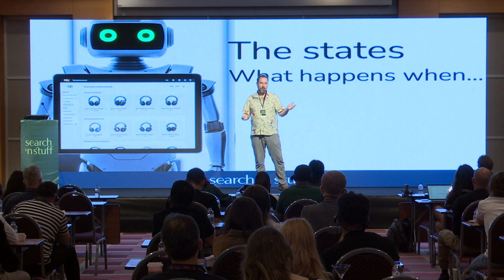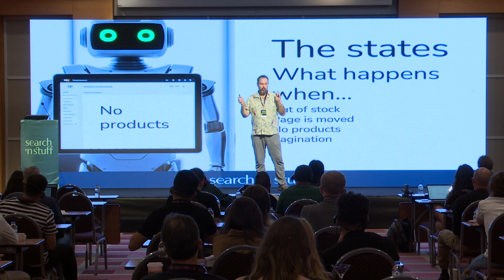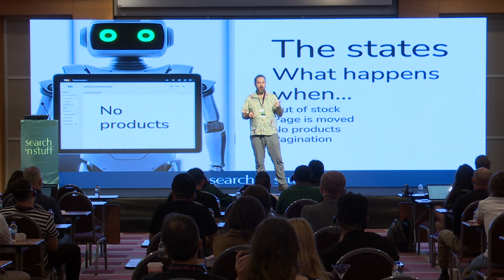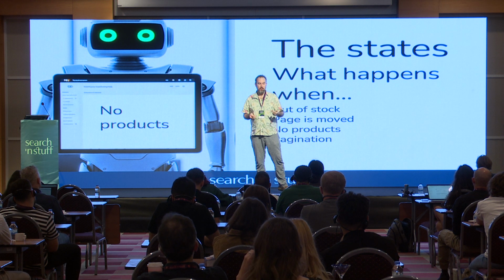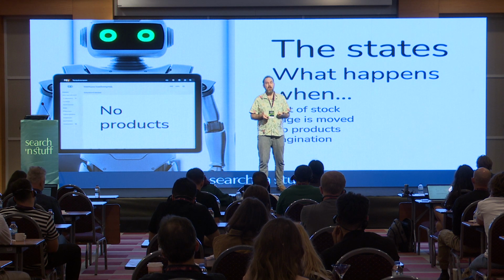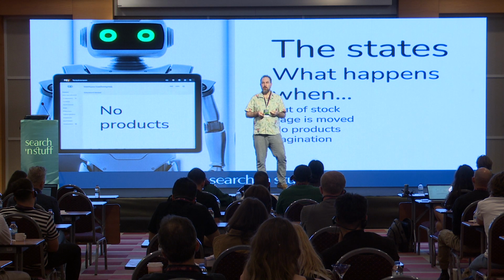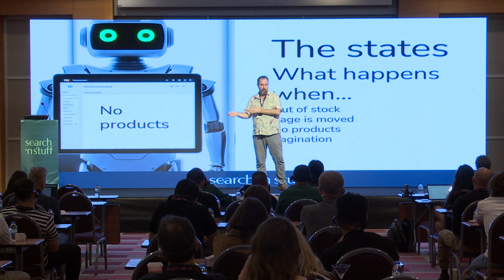So if it's a product listing page, you've got what happens when there's out of stock, what happens when the pages move, what happens with no products, what happens with the pagination. So suddenly you've got one page, but lots of different variants of it and lots of different problems with it.